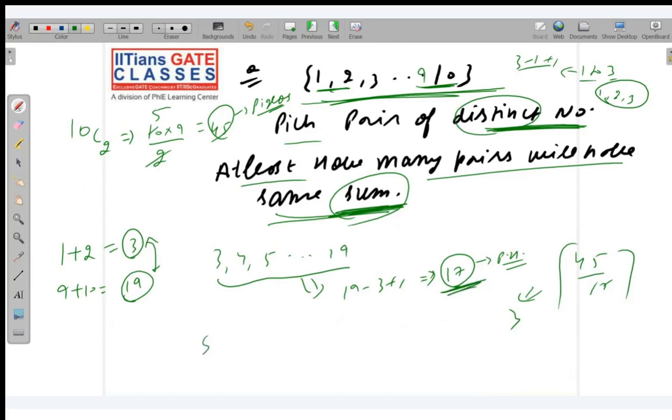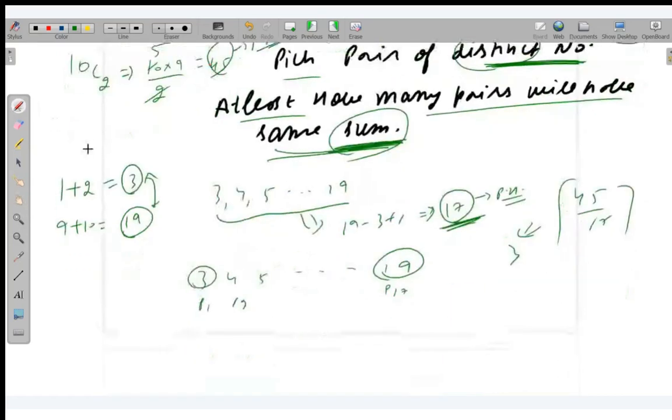17 different kinds of sum are possible. So you can write like this: the sum is 3, 4, 5, dot dot dot, up to 19. Now you have picked the pairs. So first pair 1, pair 2, dot dot dot, up to pair 17, because from 3 to 19, 17 sums are there. So you have exhausted 17. Now 17 into 2 is 34, so pair 34 you have taken.